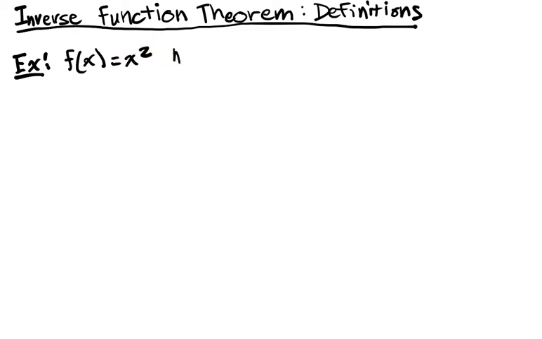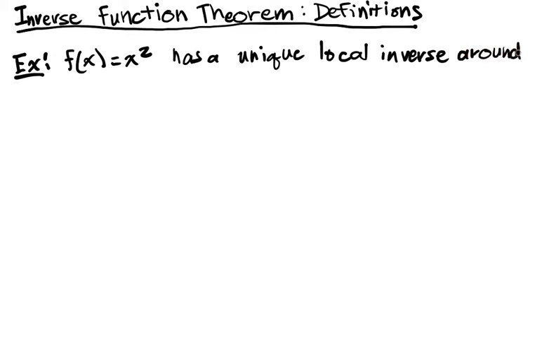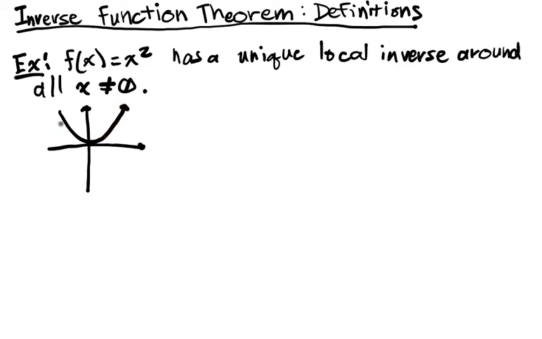Well, this has a unique local inverse around all my x's that are not equal to 0. If x is equal to 0, I don't have a local inverse. And why is that? Well, if we look at the graph, x squared is this parabola. Goes on forever there. And of course, this is x and f of x.